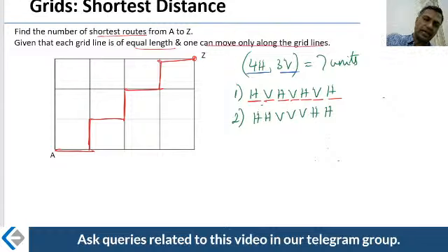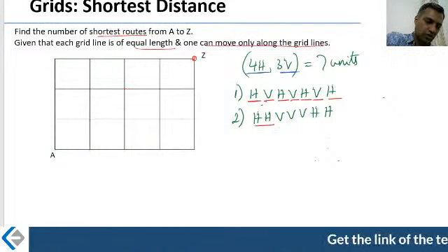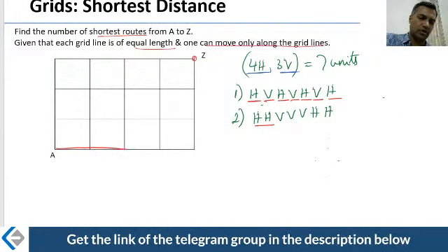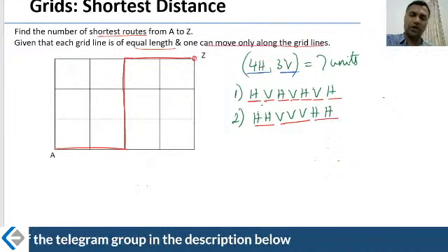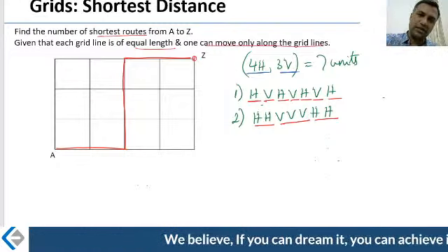What about the next fellow? Let's take a look at how he wants to do it. This fellow wants to do 2 horizontals. Here, 2 horizontals. Then he said that I will straight away do 3 verticals. Good, 3 verticals are here. And he said that I will do another 2 horizontals. Good, it's here.